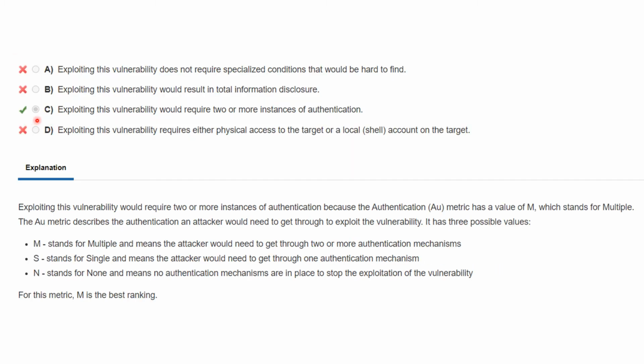So the correct answer here is C. Exploiting this vulnerability would require two or more instances of authentication. As we saw, the authentication metric was M, which basically means that the attacker would need to get through two or more authentication mechanisms.